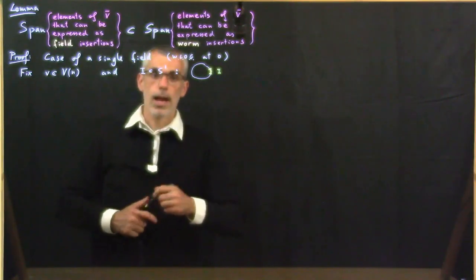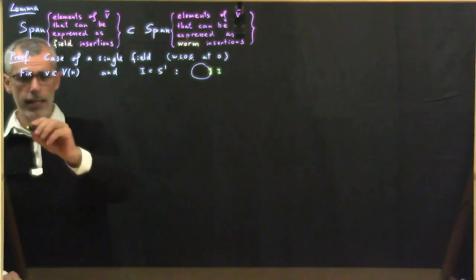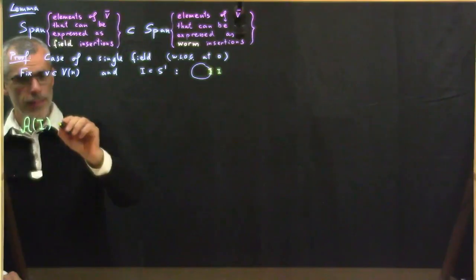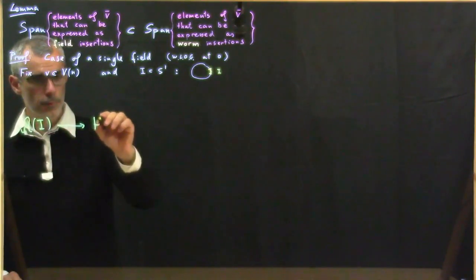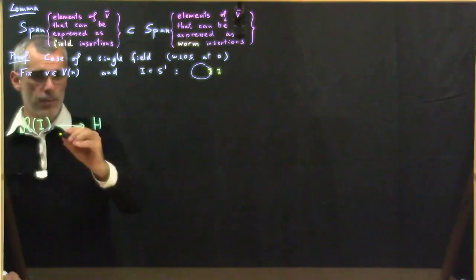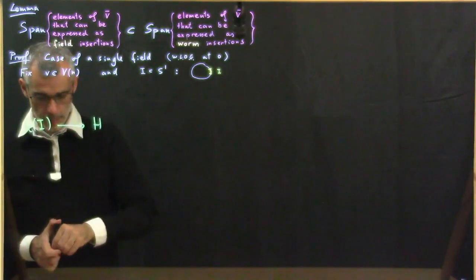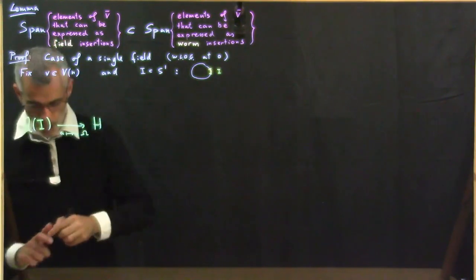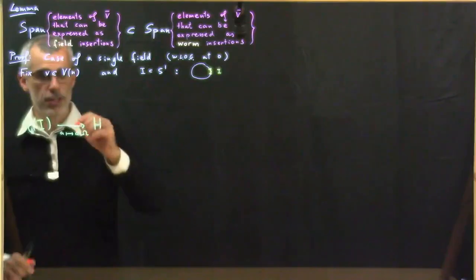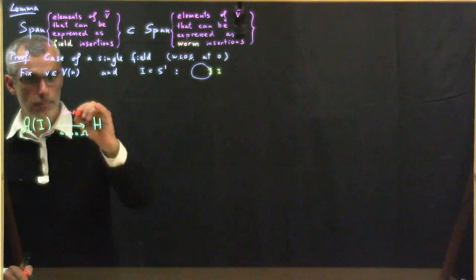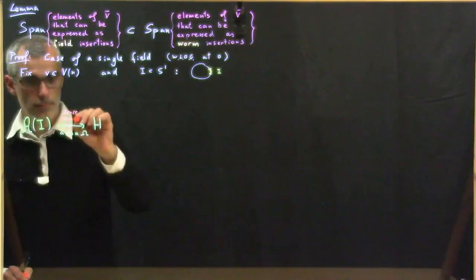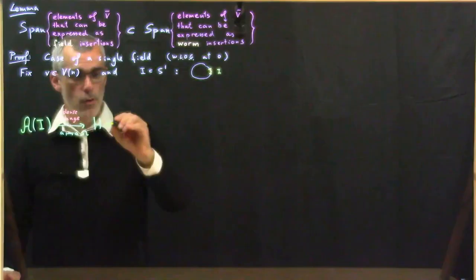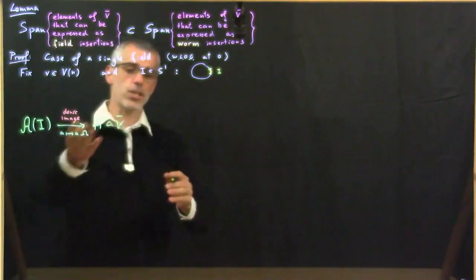Then let us consider the following. By the Schnitter theorem, we know that the map from A of I to H, sending an element to that element acting on omega, has dense image. It therefore also has dense image when viewed as a map into V bar, because H itself is dense in V bar.